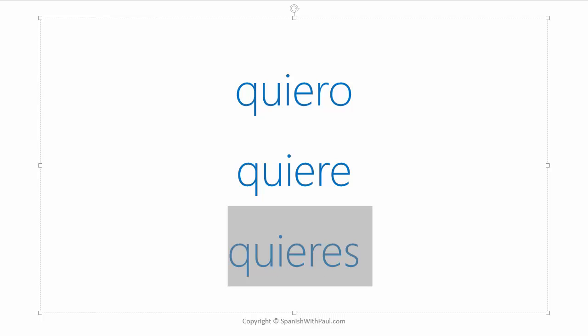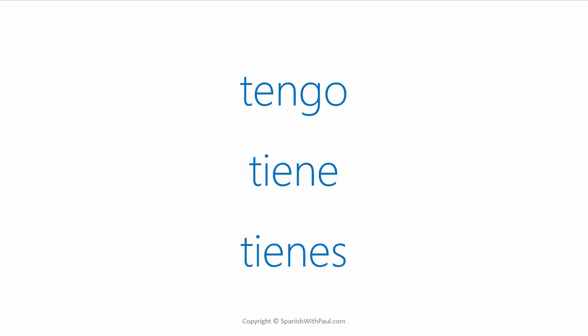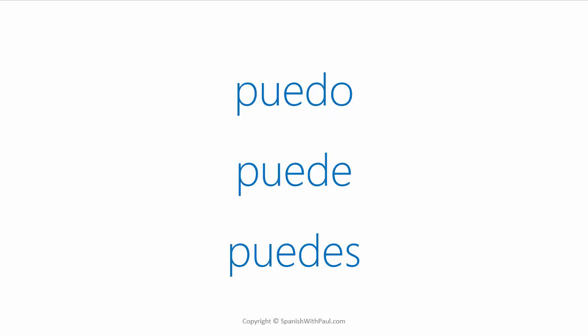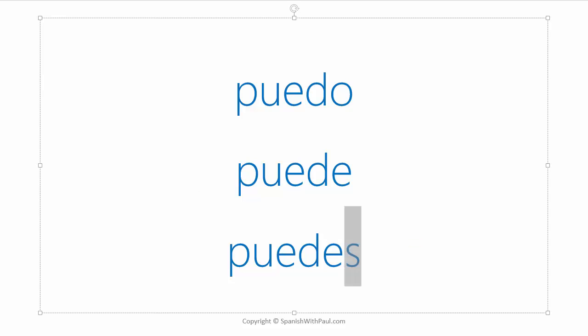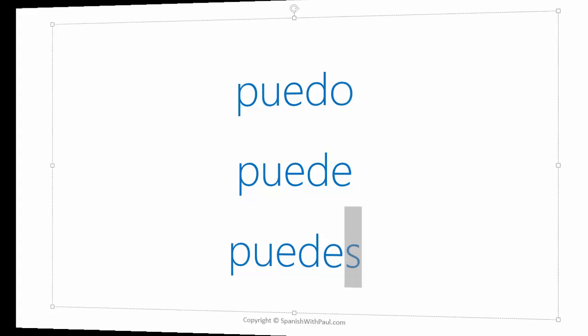And now that pattern repeats across the other power verbs. For example, we have tengo for I have, tiene for he has, she has, it has, and now we have tienes for you have. Then we have puedo, again the same pattern repeating. We have puedo for I can, and then he, she, and it is puede, and now for you can, it's going to be puedes. So in each instance, we have the S added on for you can, puedes.